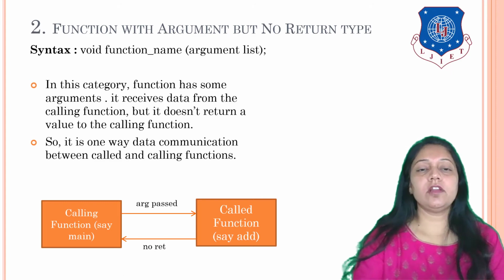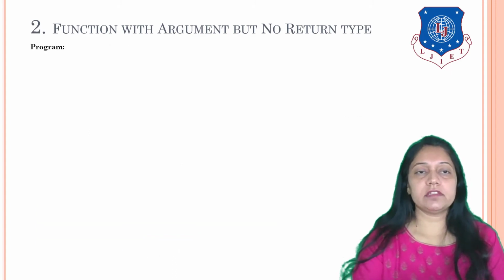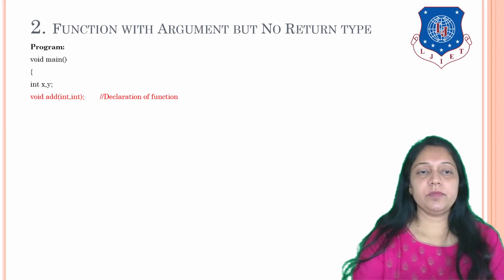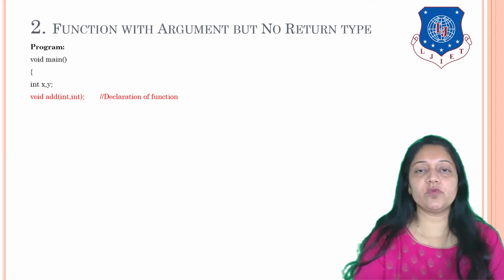In this case, the calling function is going to pass some arguments to the called function, but in return, the called function is not going to return any value to the calling function. Let's see the program of this. Write down the calling function, that is main. Here I am declaring two variables x and y. Do the declaration of the function. For doing the declaration of the function, make sure that the return type is void and there are arguments in the list. So the function name is add and I'm going to pass two integer arguments, integer comma integer.